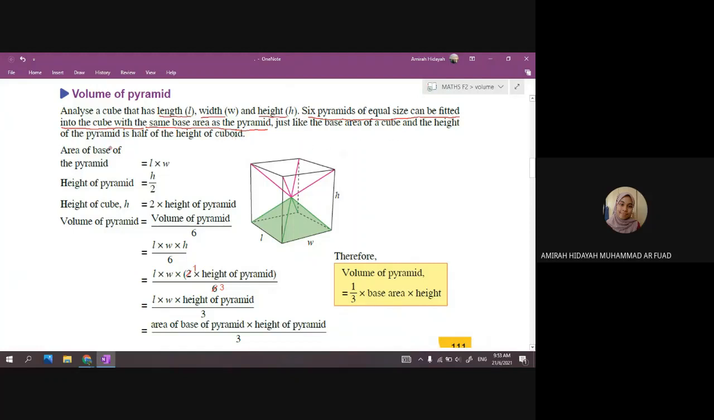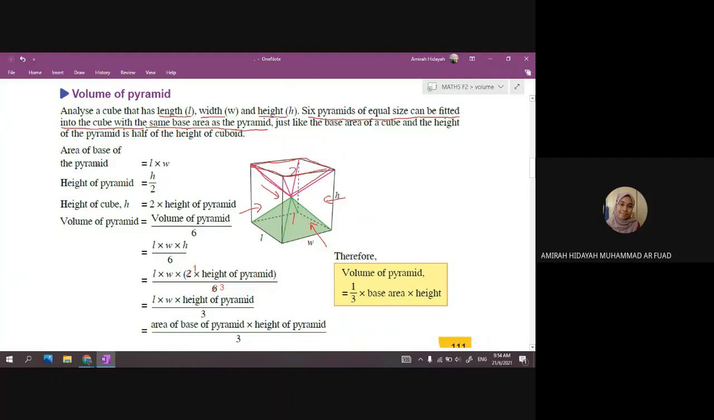Okay, just like the base area of a cube and the height of the pyramid is half of the height of the cuboid. So sebenarnya dalam satu cube ni, okay, kita boleh insert 6 total piramid. Okay, dia boleh muat 6 piramid. Which is yang ni kamu nampak, 1. Lepas tu yang atas nampak tak? Ni kan 2. So kamu insert lagi tepi ni 3, 4. Dan dari depan ni 5. Dan dari belakang 6. So sebenarnya memang boleh muat 6 pyramids of equal size dalam satu cuboid ni.